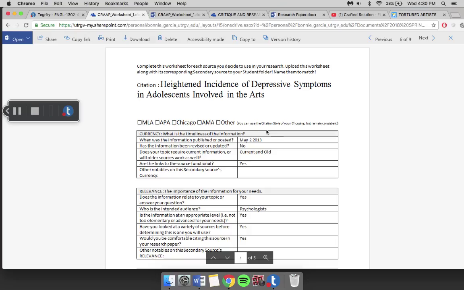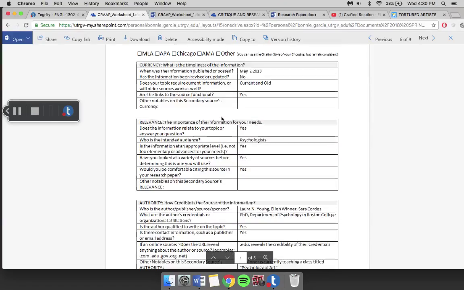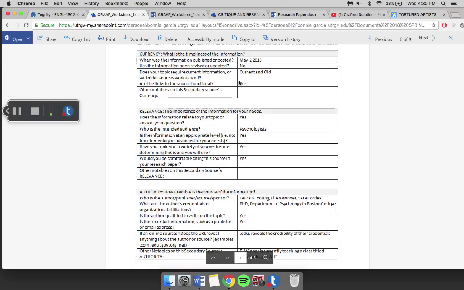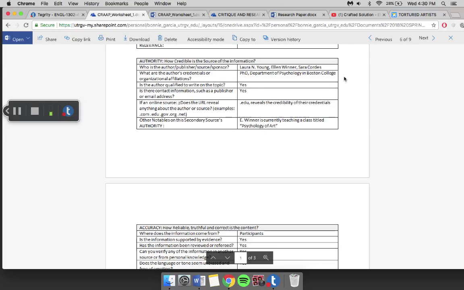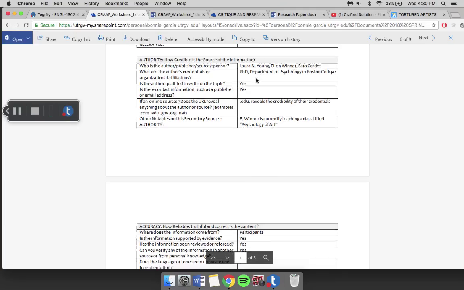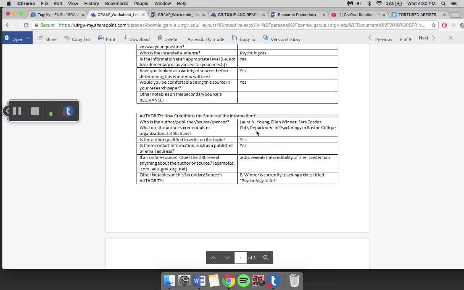These CRAP sheets helped you look at when the article was actually published to see if the information was relevant, to see if the author was certified to be talking about the topic. For example, here we have that Laura N. Young is one of the authors for the article I chose, and she actually has a PhD and works in the Department of Psychology at Boston College, along with these other authors that were part of the scholarly article as well.